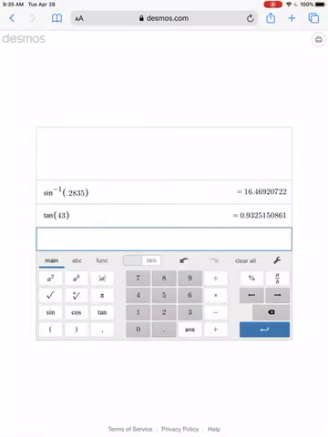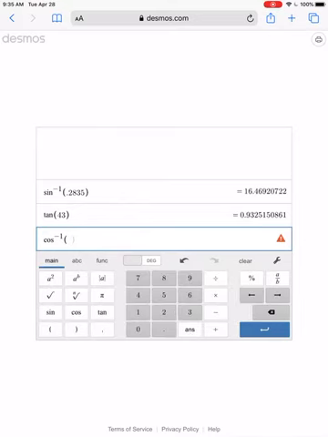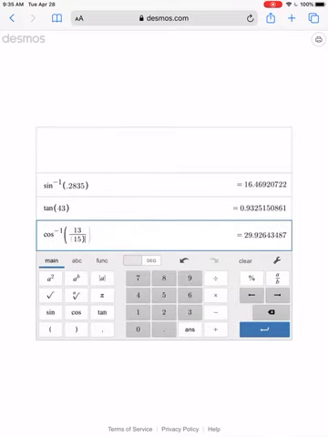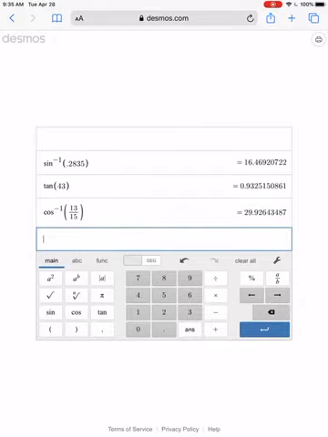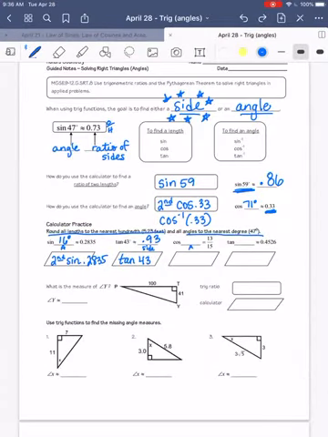So 13/15. So we're going to go second cosine and then 13/15. Oops, I shouldn't have closed that parenthesis right there. Let's delete that. We want to close the parenthesis here. There we go. So now we have 29.9, and that would round to 30 degrees. And so what we typed in was second, then cosine, and then 13 divided by 15.